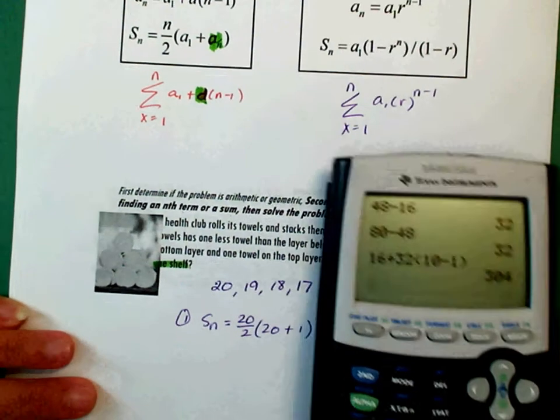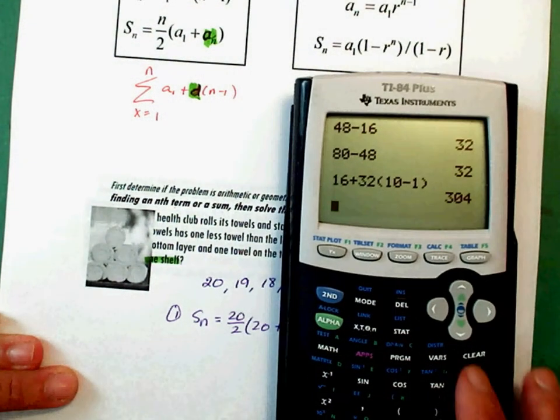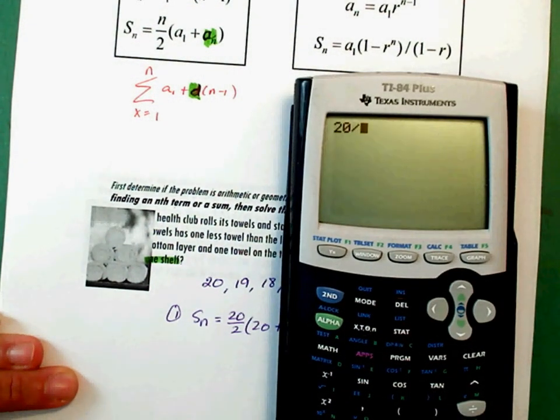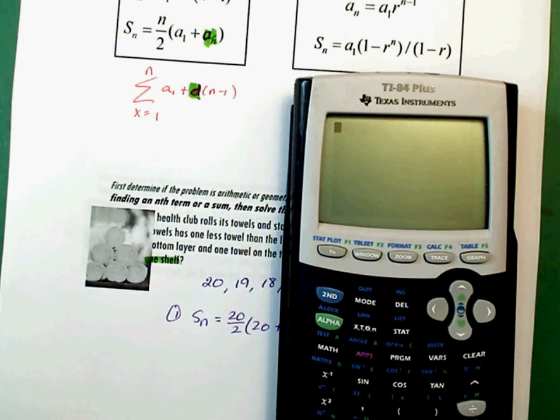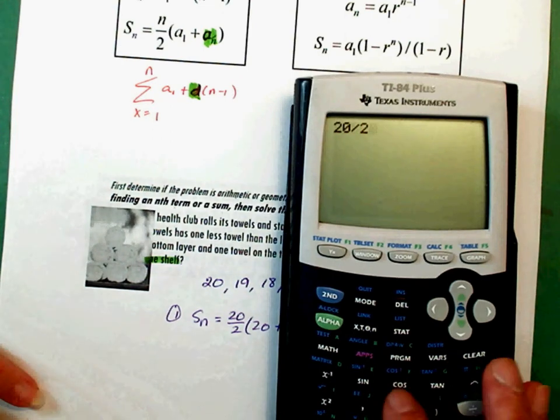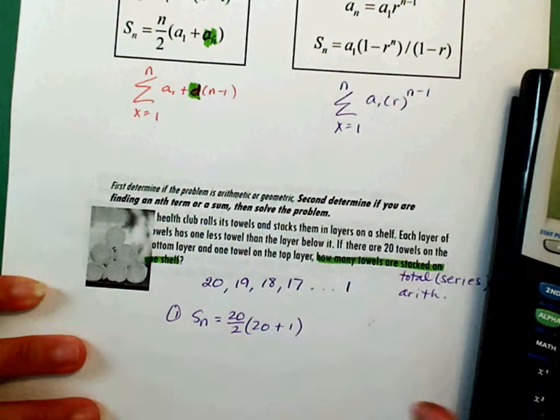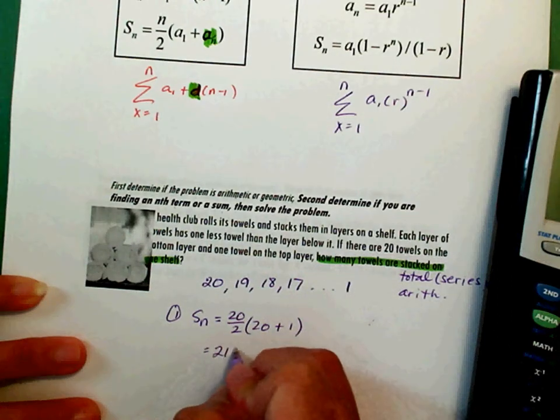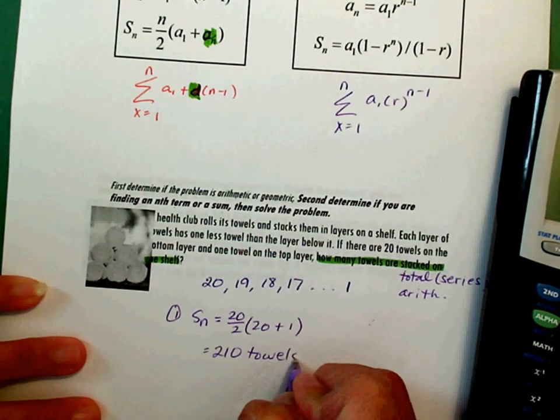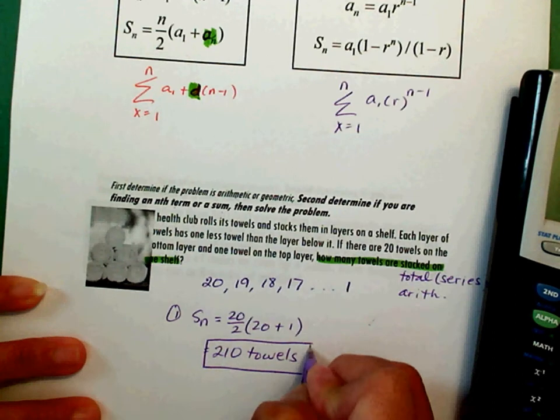Type that into your calculator, just like you see. Let me clear everything. 20 divided by 2, parentheses, 20 plus 1. So how many towels do you have total? 210 towels. Don't forget to label. So if I did it like that, I'm going to get that answer.